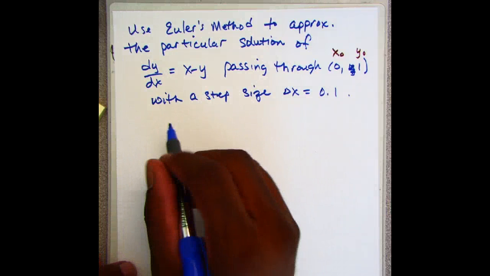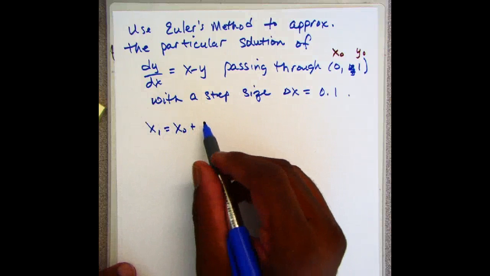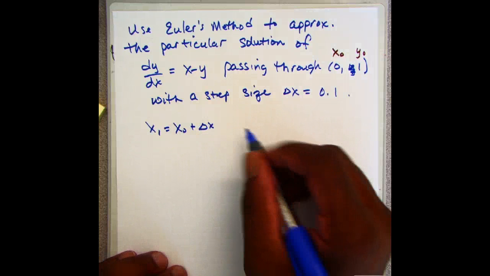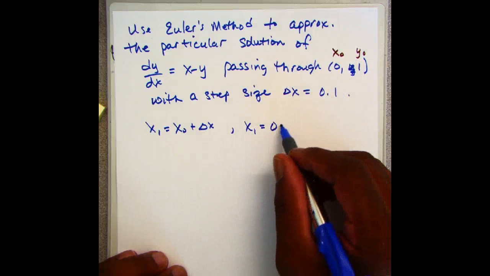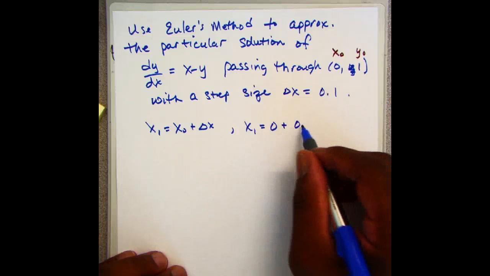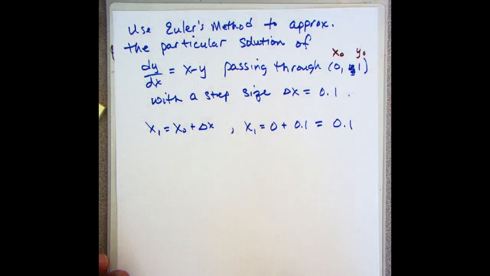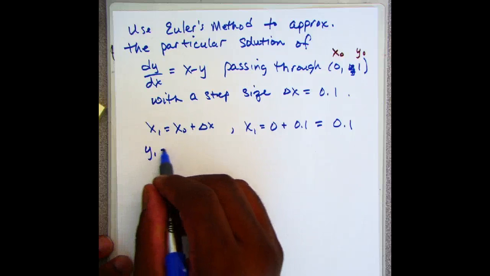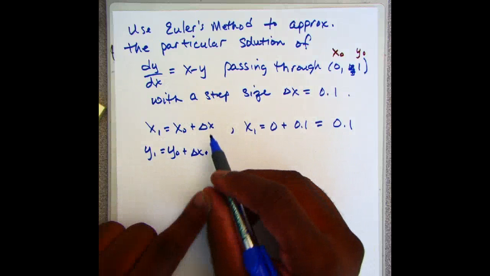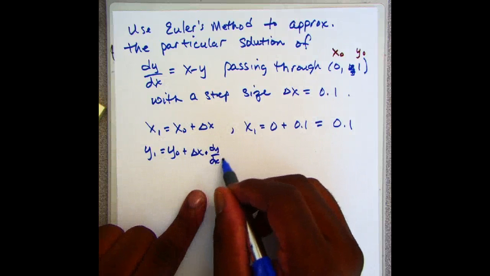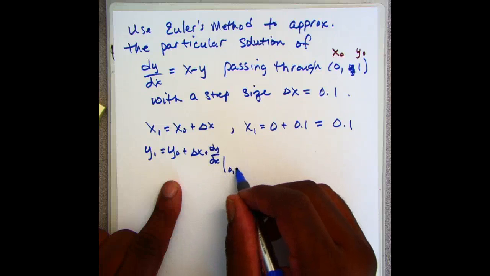Okay. So first off, x sub 1 is going to be x0 plus delta x. So x sub 1 is going to be our x sub 0, 0, and our delta x is 0.1, so 0 plus 0.1 is 0.1. Our y sub 1 is going to be y sub 0 plus delta x times dy/dx evaluated at x sub 0, y sub 0. So we're going to evaluate this at 0 and 1.